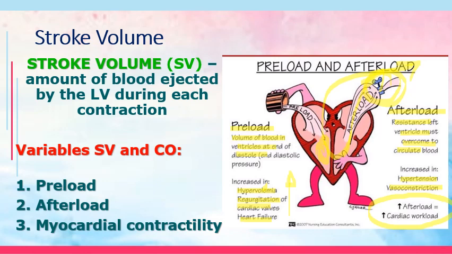Then you have myocardial contractility. Your contractility is the contracting power of your heart, and this is enhanced by your catecholamines, your sympathetic neuronal activity, and then certain medications, such as your digoxin. Remember that your digoxin slows down your heart rate, but it makes your heart pump more effectively.